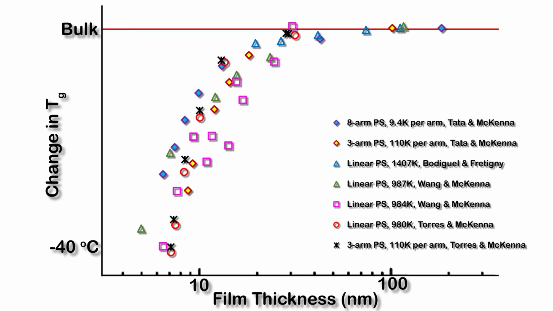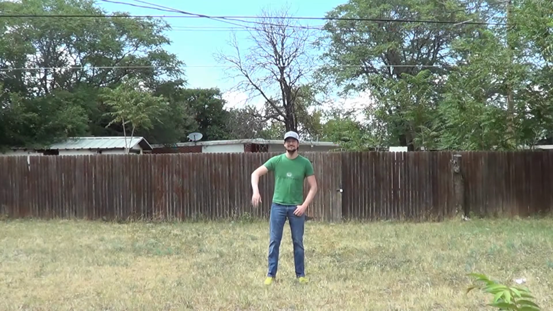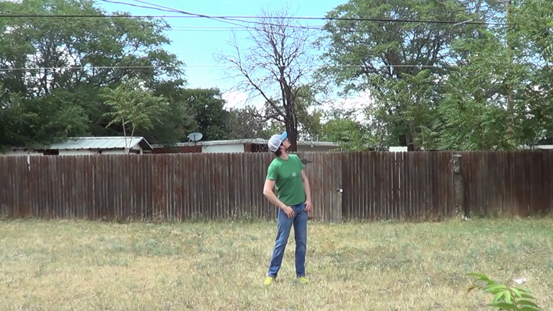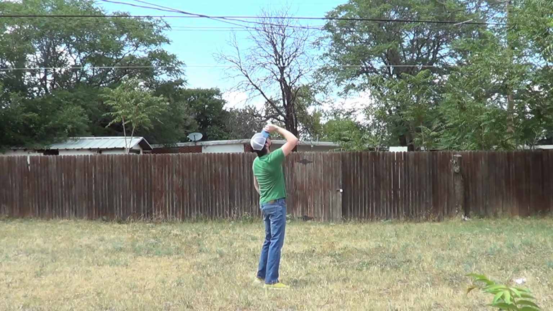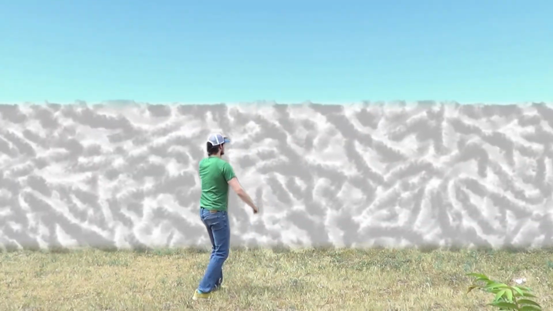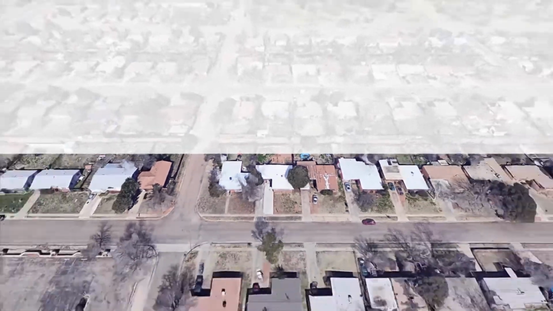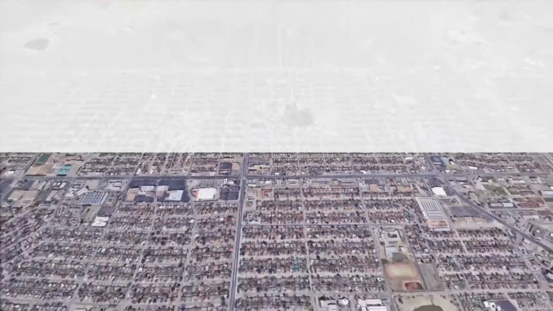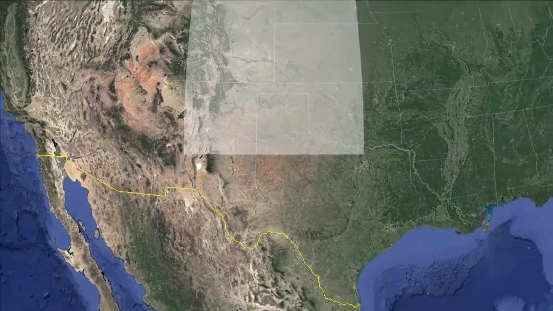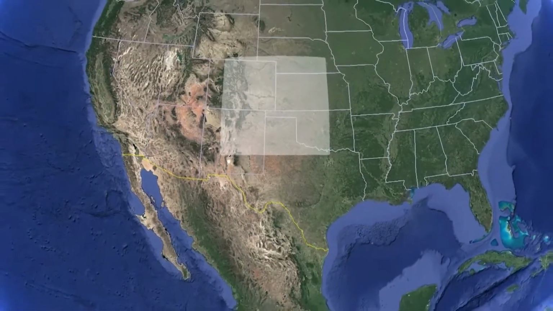Take one of the thinnest films we've studied, around 10 nanometers thick, and scale it up until it's as tall as me. If you then drop it in my backyard, it would be much bigger than the house, much bigger than the neighborhood or even campus, even bigger than the city of Lubbock. In fact, after scaling it up, the 6-foot thick film would cover more area than the entire state of Texas.